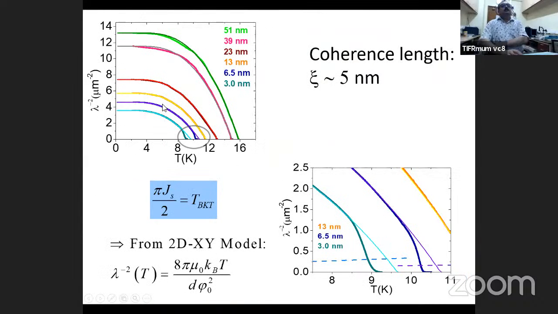Yeah, okay. So this is what I wanted to show you. Here you can see the Kosterlitz-Thouless jump, and if I expand this region, you can see this much more clearly. And you can also see, I told you the coherence length is 5 to 6 nanometers, and you can see this only when you are of the order of the coherence length or smaller.